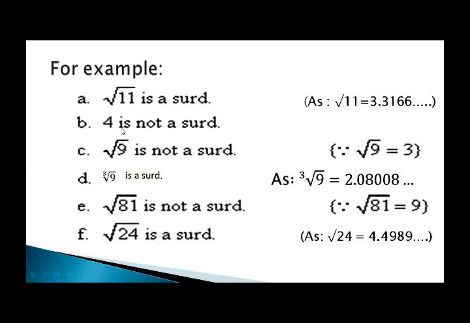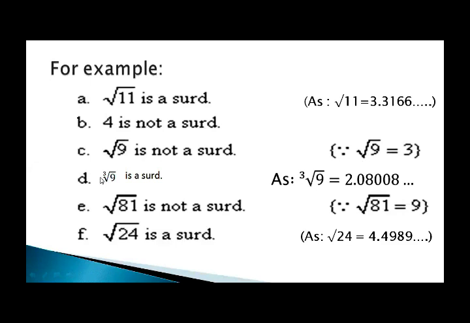For example C, root 9. They are saying it's not a surd. Why is it not a surd? Although it has the radical sign, the reason is that under root 9 means square root of 9, and we are able to make two identical factors of 9. They are 3 multiplied by 3. So root 9 can be written as only 3, and 3 is an integer. So square root of 9 is not a surd.